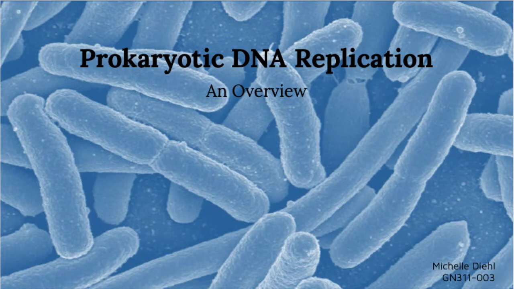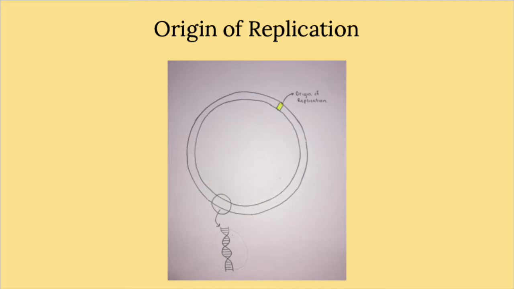Let us take a look at the fundamental components of prokaryotic DNA replication. Shown here is the way in which prokaryotic DNA is organized. Prokaryotic DNA exists in one circular chromosome. The DNA is still structured as a double helix. In prokaryotes, there is only one origin of replication. Here is where all of replication starts.